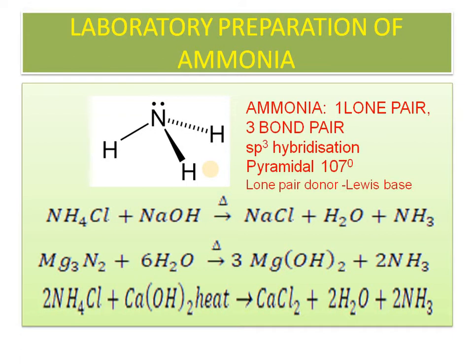So now comes the lab preparation of ammonia. Ammonium chloride when reacted with NaOH gives rise to NaCl, water and ammonia. A similar reaction can be done with calcium hydroxide, which is more preferred as compared to sodium hydroxide, and with magnesium nitride. I would like to repeat, magnesium nitride plus water, that is steam, reacts and magnesium hydroxide and ammonia are formed. So these are the methods in the lab preparation of ammonia.